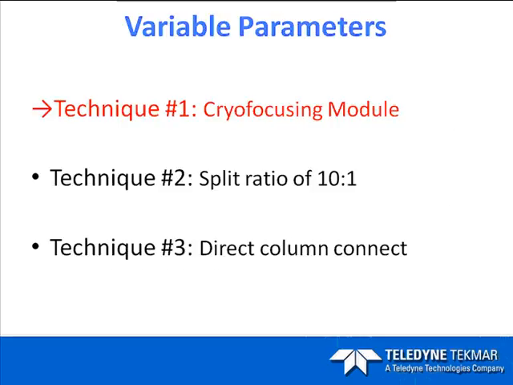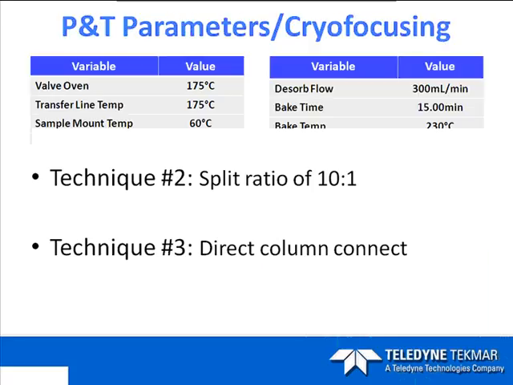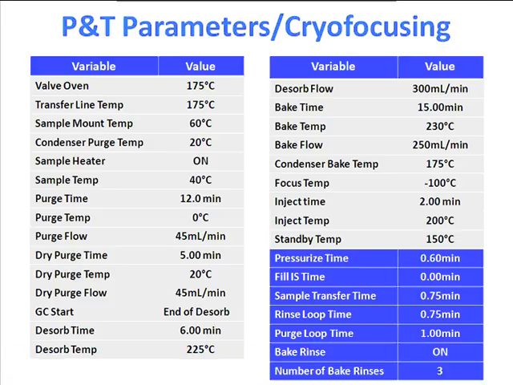So let's first take a look at technique number 1, the cryofocusing module. The parameters to really focus on in this method are the condenser purge temperature, which was set at 20 degrees. That's where we're purging through the sample matrix, and that is going to pass through the condenser and condense out the water so the analytes can pass over the top of that. Initially, we started with a purge time of 12 minutes and a desorb time of 6 minutes.